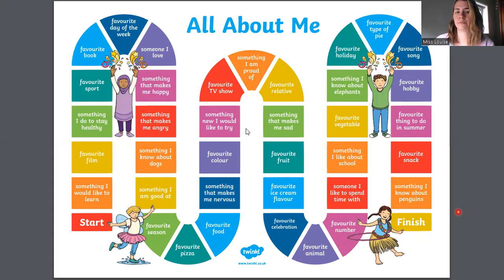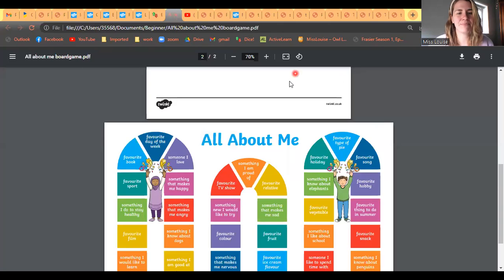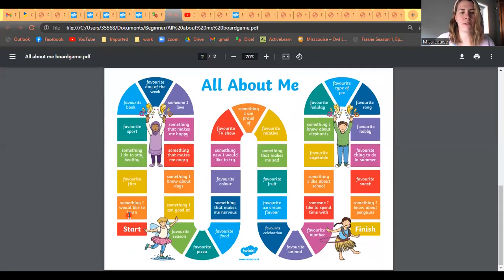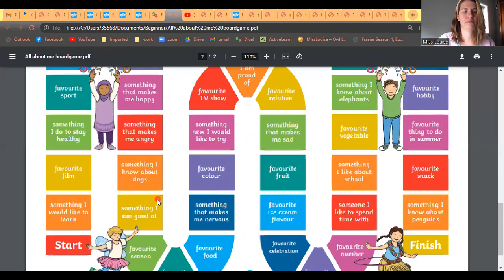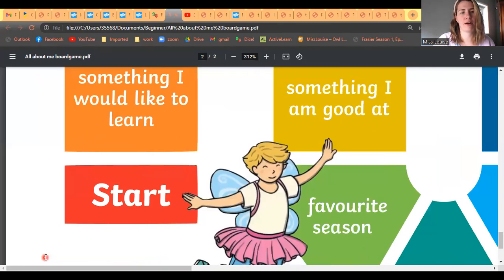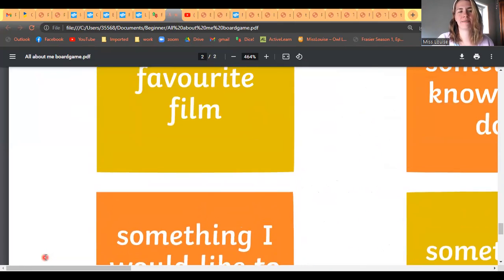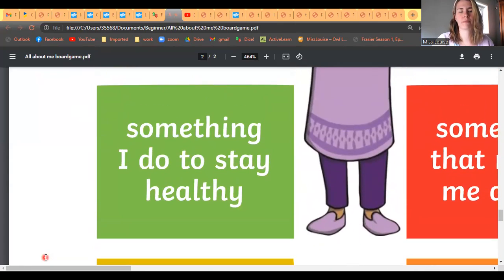So first of all, I will roll the dice. Oh, what number can you see? So depending on the age, what number can you see? Oh, it's 3. Well done. Good job. And we'll move 3 points. So we'll zoom right in so that we can really read those questions clearly. And we'll go together, 1, 2, 3.